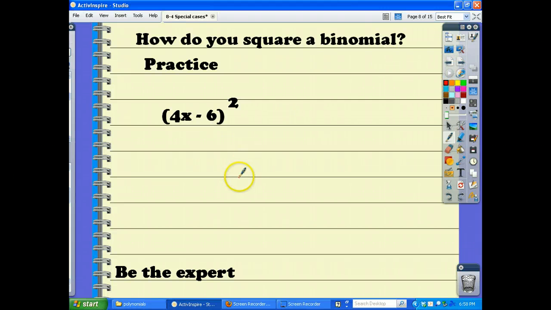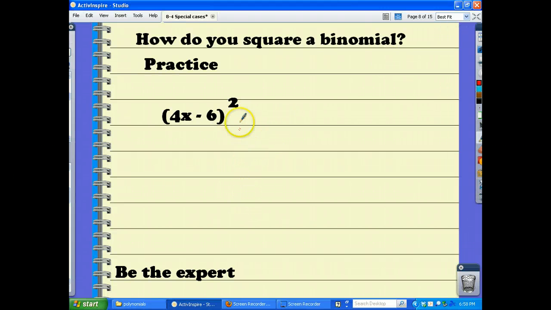All right, last one. I have 4x minus 6 squared. 4 squared, you got 16x squared, as in essentially I'm squaring the 4, or the x I mean, and then multiply 4 times negative 6, it's going to be negative 24, and then take the negative 24 and multiply that by 2.